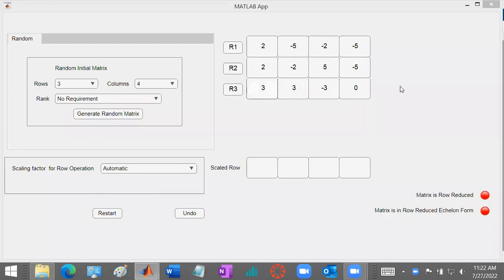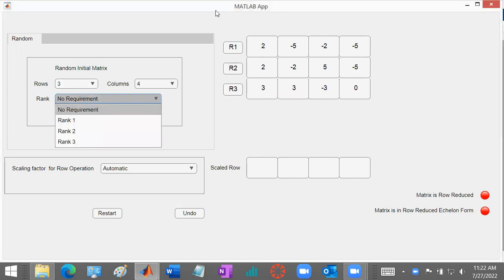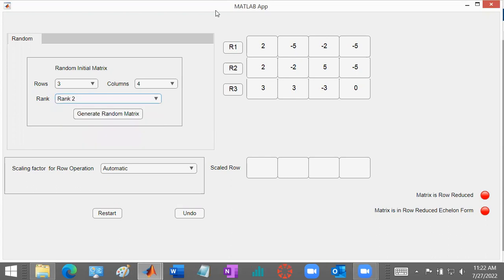So in this video, I wanted to continue illustrating row reduction using this app that I've made. Let's use a different requirement here. Let's require that the matrix have rank 2. What that is going to do is require that there are only going to be 2 pivots in this whole matrix.